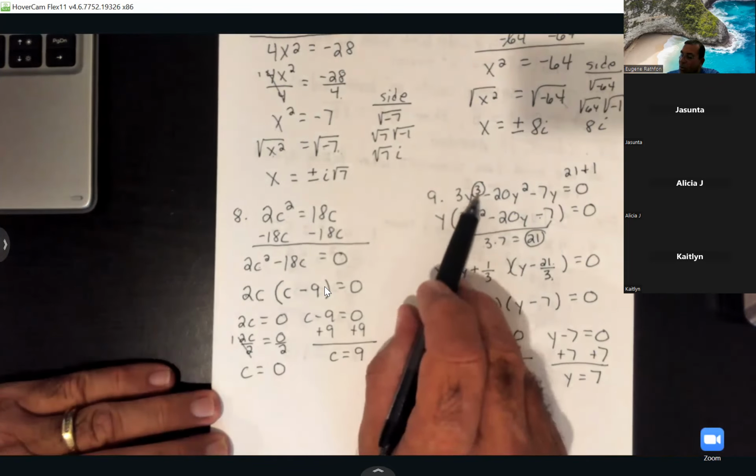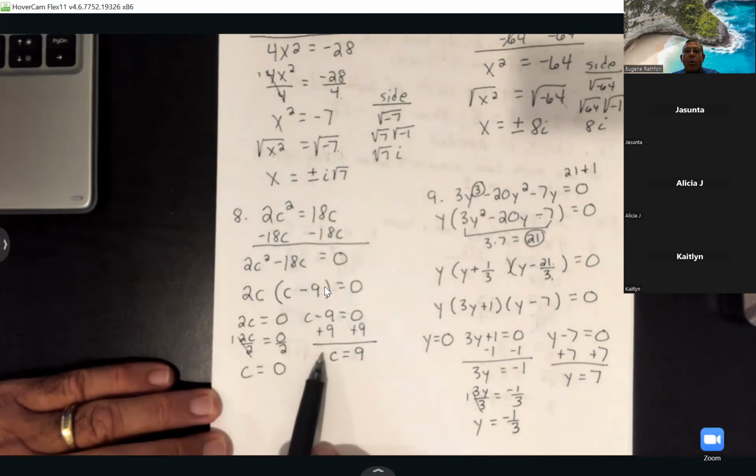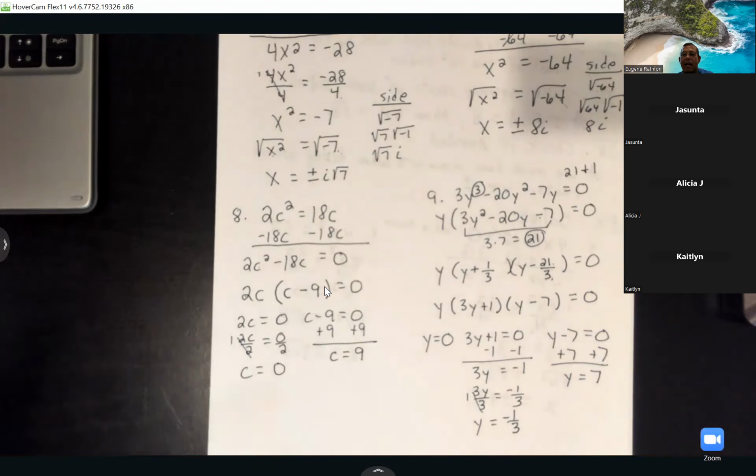Oh, y'all, so remember, y cubes get 3 answers. Squares get 2 answers. The highest exponent always tells you how many answers you're going to get on these problems.